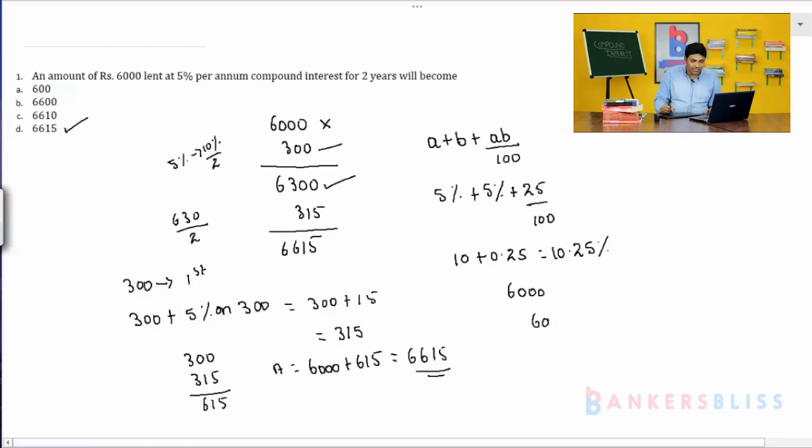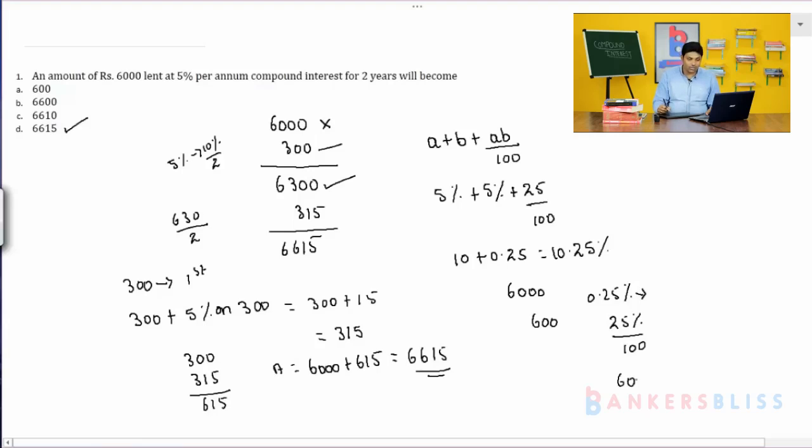10% will be 600, and you have to calculate 0.25%. So how can you calculate 0.25%? You have different methodologies to calculate 0.25%. You can do 25 by 100, or else you can do 0.1% plus 0.1% plus 0.05%. But 0.1 plus 0.1 plus 0.05 is not the feasible one. Instead of that, you calculate 25 by 100%.